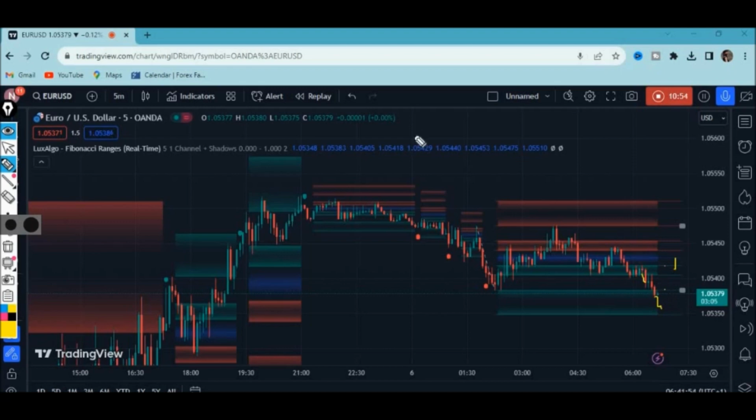Okay, so guys, I hope you've learned something from this video, based on live markets, this brand new indicator by LuxAlgo in TradingView called the Fibonacci Ranges Real Time, and you can see it plots them right in real time. So guys, watch closely where a candlestick will close, and you will be able to make rightful decisions.